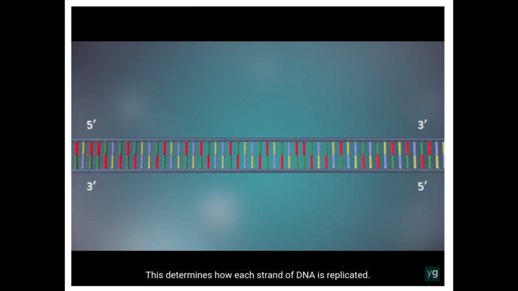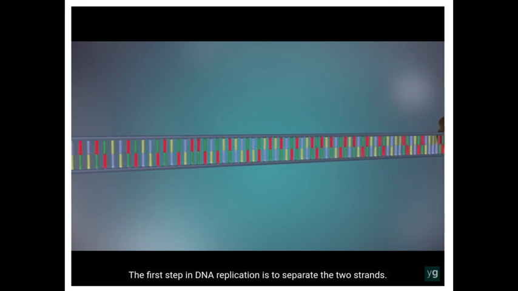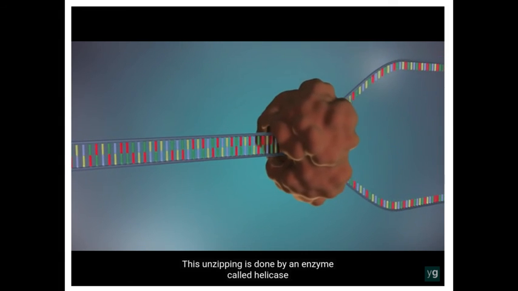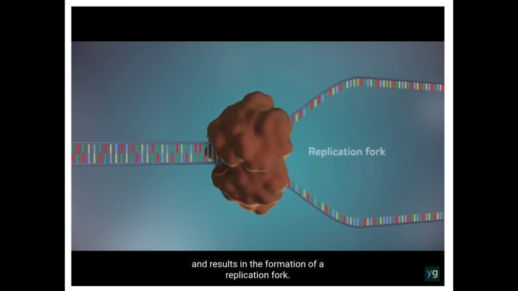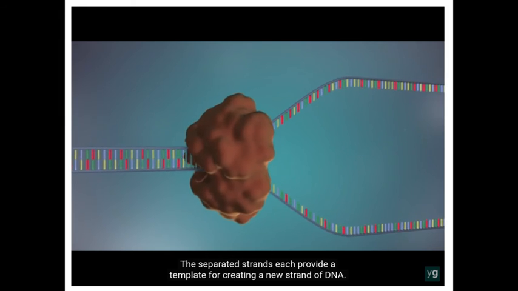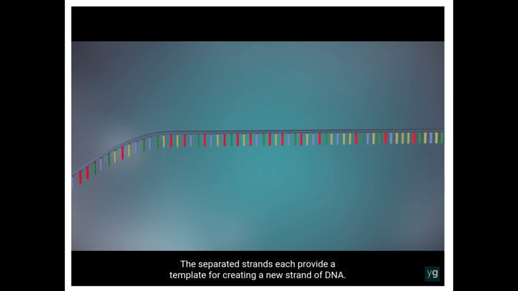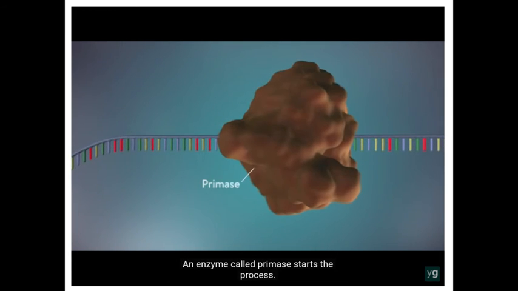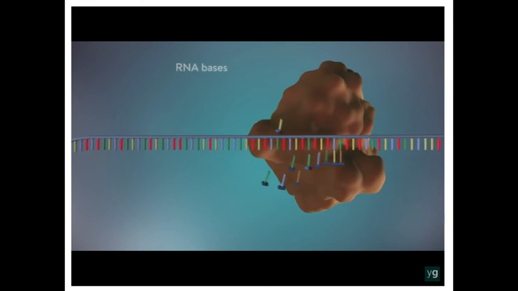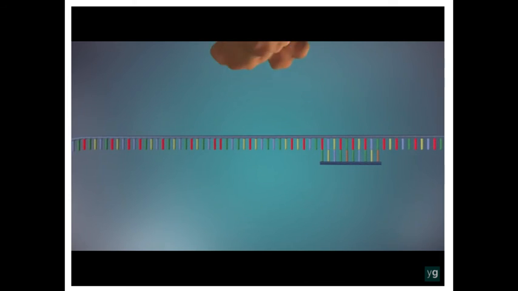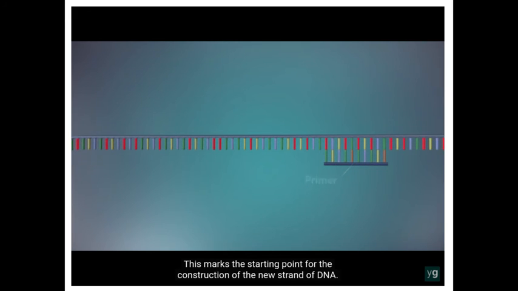This determines how each strand of DNA is replicated. The first step in DNA replication is to separate the two strands. This unzipping is done by an enzyme called helicase and results in the formation of a replication fork. The separated strands each provide a template for creating a new strand of DNA. An enzyme called primase starts the process. This enzyme makes a small piece of RNA called a primer. This marks the starting point for the construction of the new strand of DNA.